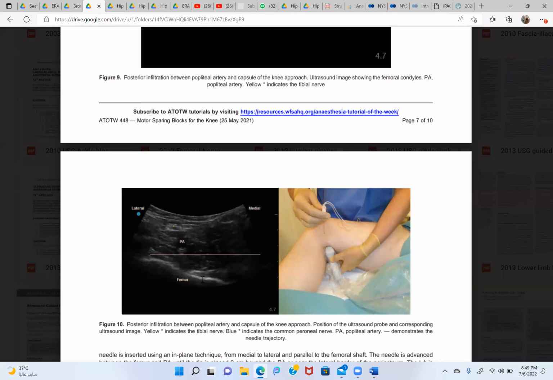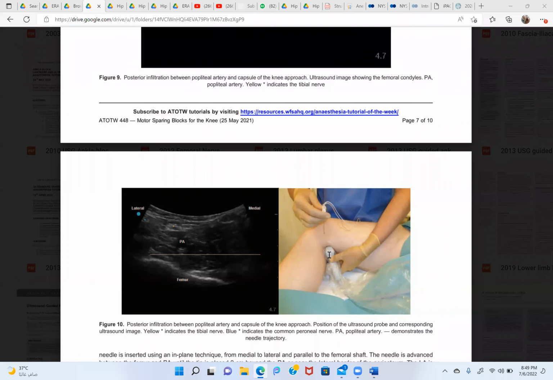What approach is this, just for ultrasound? What do you say? Short axis, long axis, in plane, out of plane. Anyone, please, who does it? Don't tell. Who doesn't do it? That person tell.